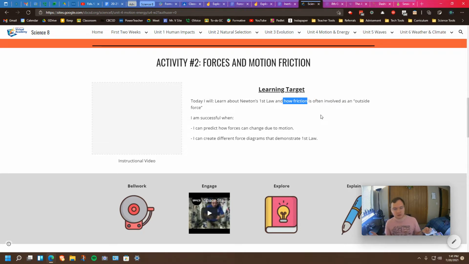Remember, when we talk about Newton's first law, it's objects in motion will stay in motion or objects at rest will stay at rest unless acted upon by an outside force. And I would think like 99% of the time that outside force is going to be friction. So this is really looking at what the outside force is, and it'll make sense as we go through the directions. Your goal is that you should be able to predict how forces can change due to motion, and that'll make more sense as we talk through your assignment and the directions, as well as, again, making some different force diagrams that demonstrate or show Newton's first law.